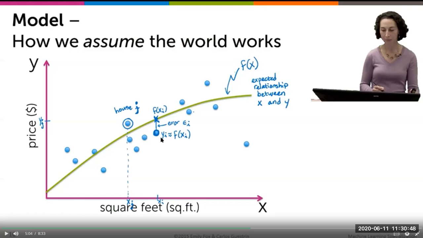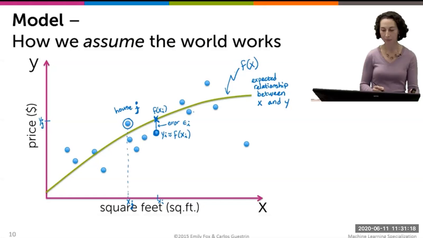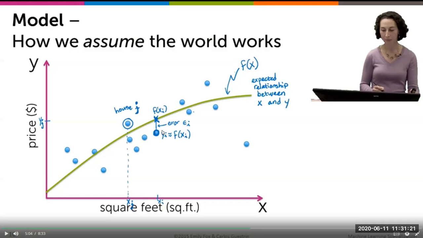Now, is yi equal to f of xi? No, it's not. In other words, the model is not perfect, right? The model predicts up here, that's f of xi, but the actual price is down here, that's yi. So the model's not perfect. It makes a mistake, it makes some amount of error. And how much error is it? It's the distance between here and here, right? That's the error.